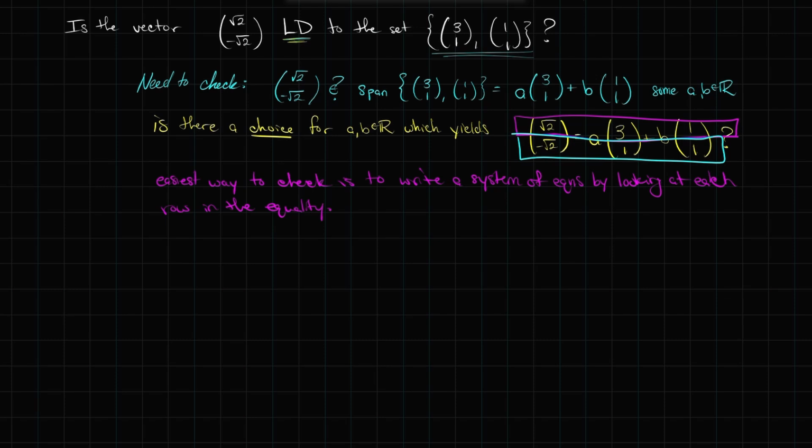Now you may be wondering what happens to A and B there. A and B are allowed to distribute to each element inside of the vectors here. So we'll distribute A and B, and then we'll look at each row individually. So if I do that, my system of equations, what is my top row? My top row is root 2 equals 3 times A plus 1 times B. And my bottom row is negative root 2 equals 1 times A plus 1 times B.